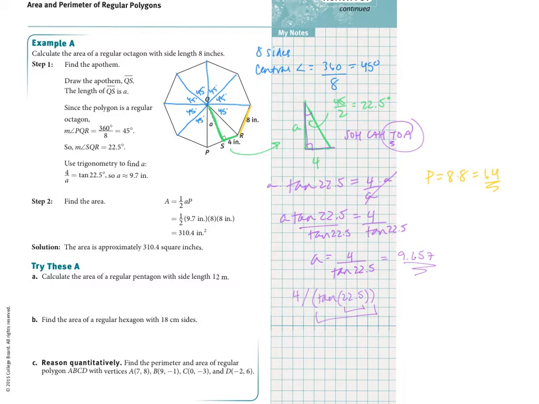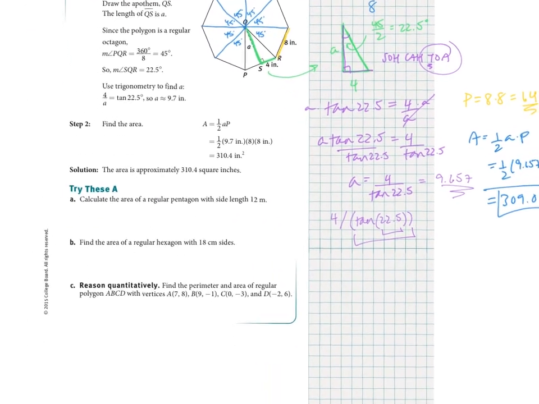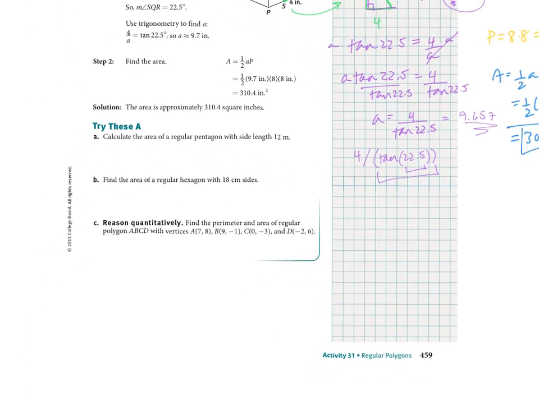Nice. All right, now let's finish this off. We're going to go ahead and look at the area formula. So the area is 1/2 A times P, where A is the apothem, so that's 9.657. And we're going to times that by the perimeter of 64. And you know how to put that in your calculator. So when we do that, we get 309.0 inches squared, because remember that represents the area of our whole entire octagon.